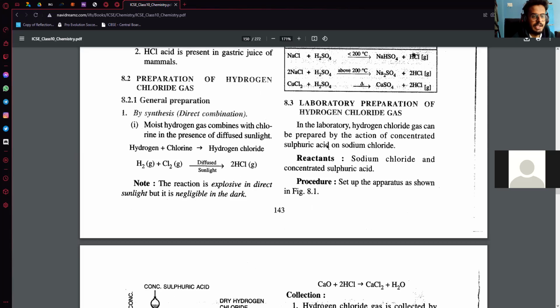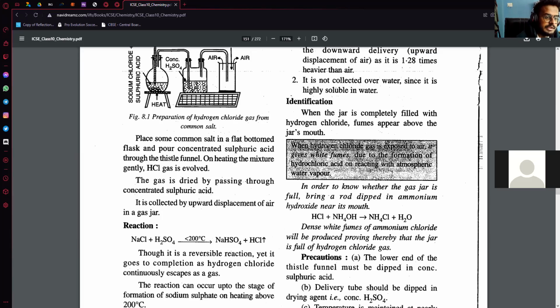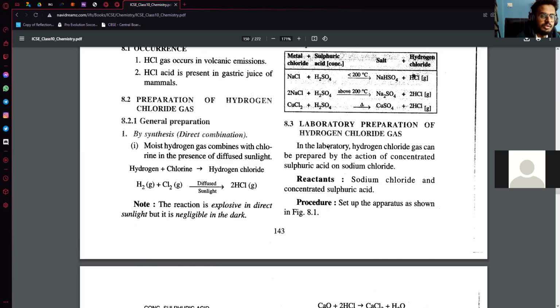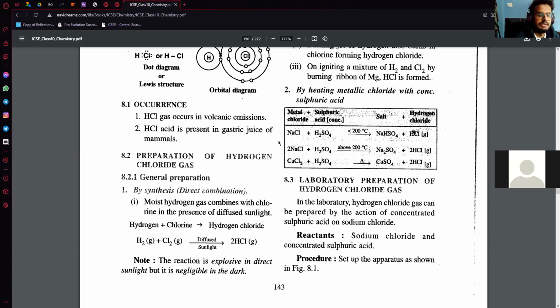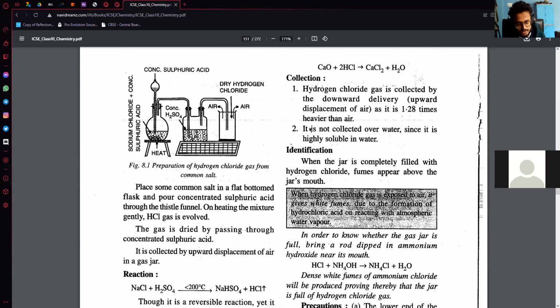Okay, next topic is laboratory preparation of hydrogen chloride gas. So in the laboratory, we do the same reaction what we saw just now, by heating metallic chlorides with concentrated sulfuric acid. But the only difference is we have some laboratory procedures. There is a fixed apparatus where we work, and by using the apparatus in the right way, we get HCl gas in the proper amount and proper concentration what we want.